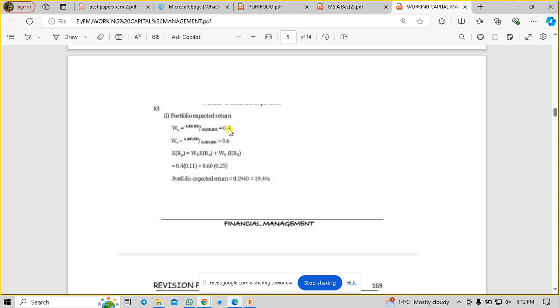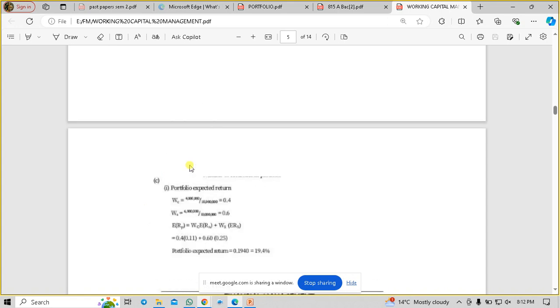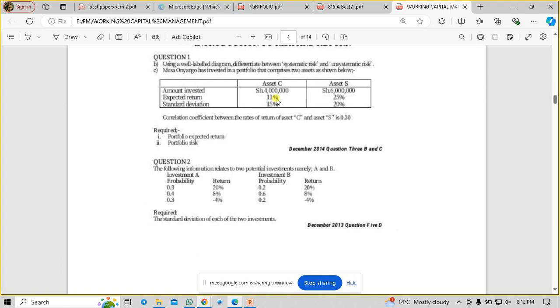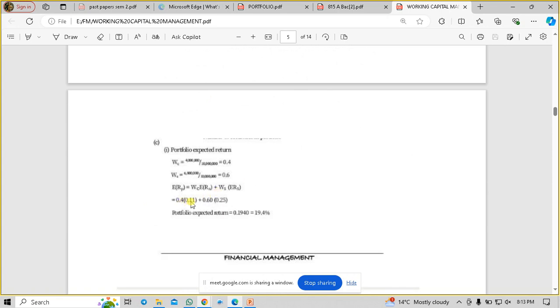By the way, I've seen a question, I think we're going to look at it, a question similar to that. You're told to calculate the portfolio expected return. So you just take 0.4 times the expected return. For a portfolio, we normally use expected return. So 11% here and 25% here. You say 0.4 times 11%, of course 11% is 0.11, plus 0.60, which is 0.6 times 25%. Then you add. Whatever you get, 0.1940, convert it into percentage so that we have our portfolio expected return as 19.4%. That is how you do that.